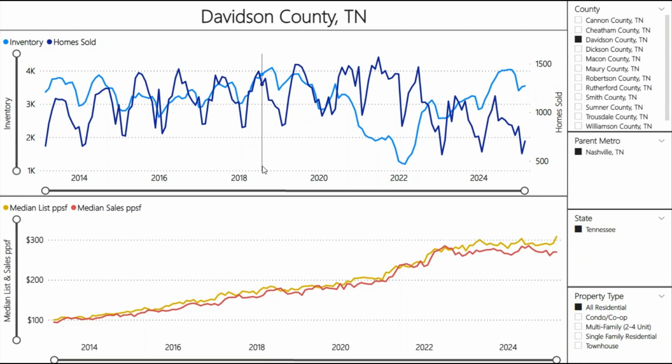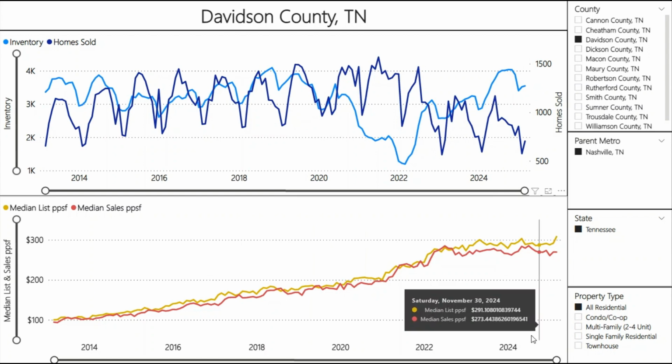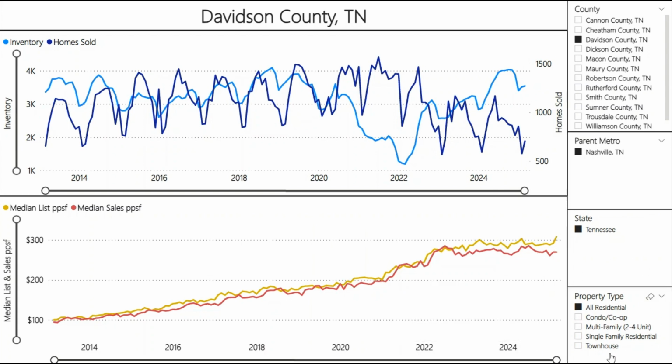There's a perfectly good reason I put inventory and homes sold on the same chart, and that's because we're trying to show the relationship between the two. So if home sales are low, inventory is going to be high. So they're negatively correlated. Said another way, when home sales are low, you have a demand problem. Ultimately, what that's going to cause is inventory for sale to move higher, and in theory, put downward pressure on home prices. Now, this is based on all residential property types.